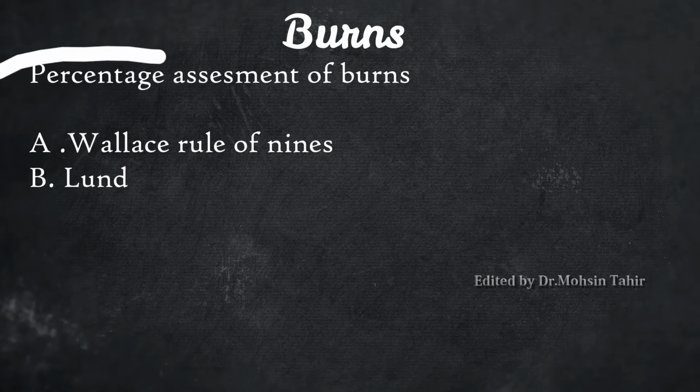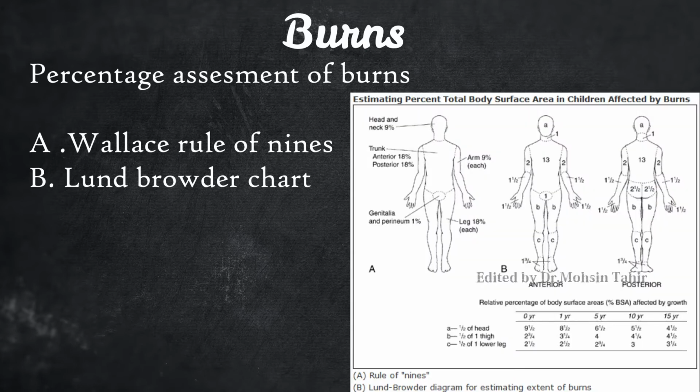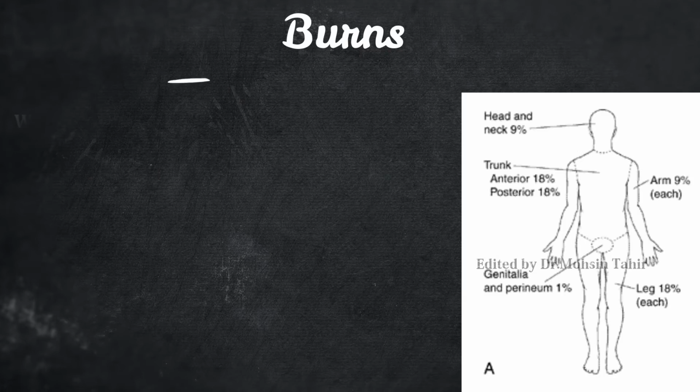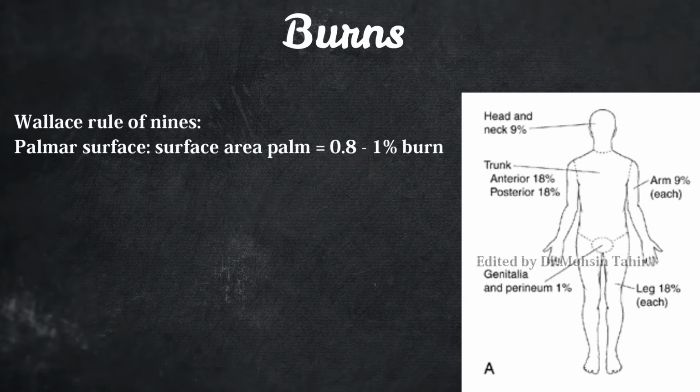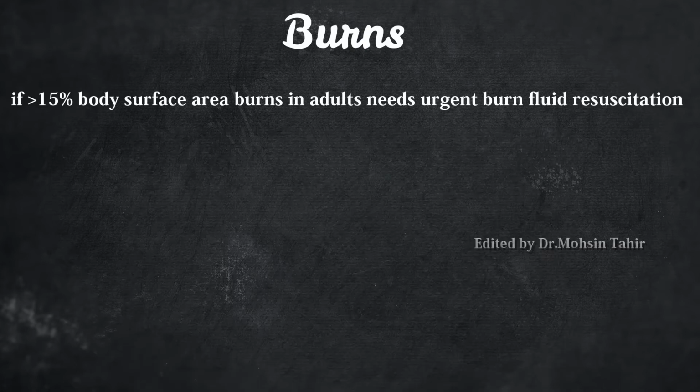Percentage assessment of burns: Lund-Browder chart and Wallace rule of nines. Lund-Browder chart is most accurate, even in children. Wallace rule of nines: palmar surface, surface area of the palm equals 0.8 to 1% burn. If greater than 15% body surface area burns in adults, needs urgent burn fluid resuscitation.